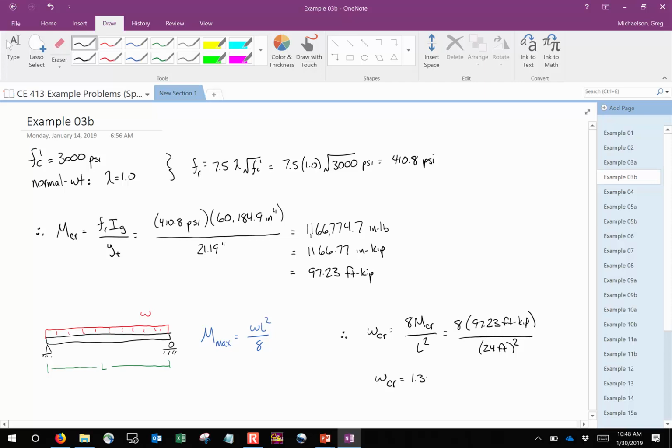Now, before I circle that, there's something we need to keep in mind. Is there something I'm forgetting? Is that how much load I can put on top of that beam before it cracks? No, hold on. Let's think about this. Here's the beam. The beam itself has weight to it, right? How do we determine how much the beam weighs?